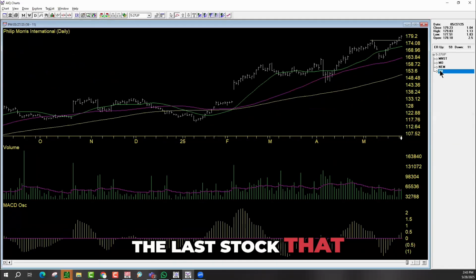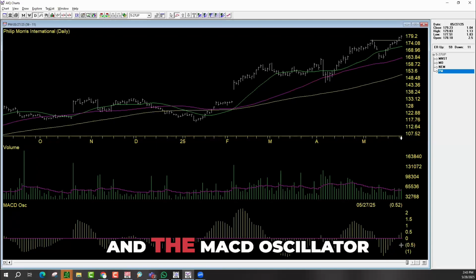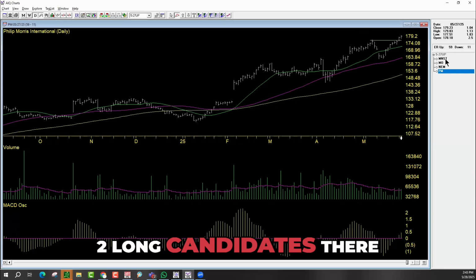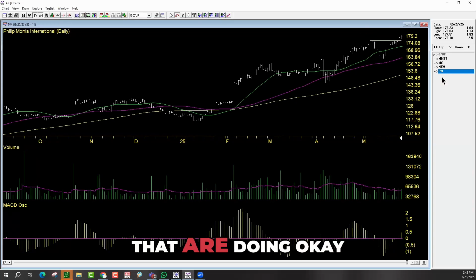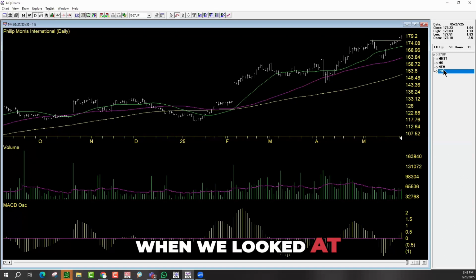Pretty much the last stock that we're going to look at before we wrap it up today is Philip Morris. It broke out, and that's pretty good. The volume's pretty good too. And the MACD oscillator is positive. So this is another one. So two long candidates there because they're in groups that are doing okay or are accelerating to the upside.